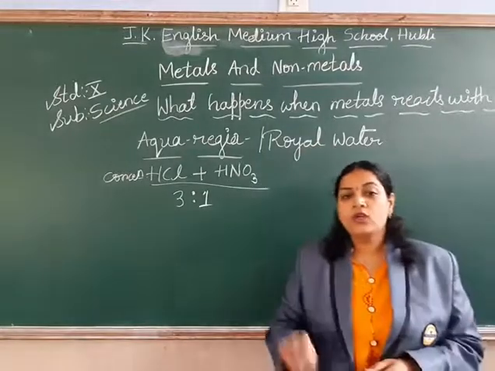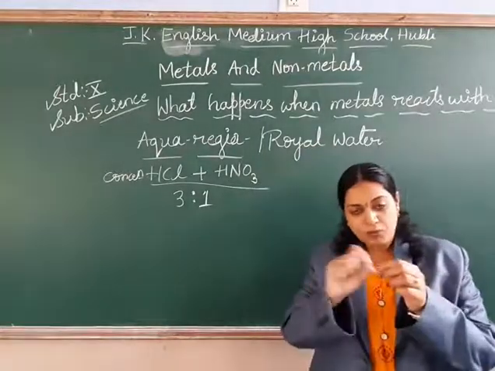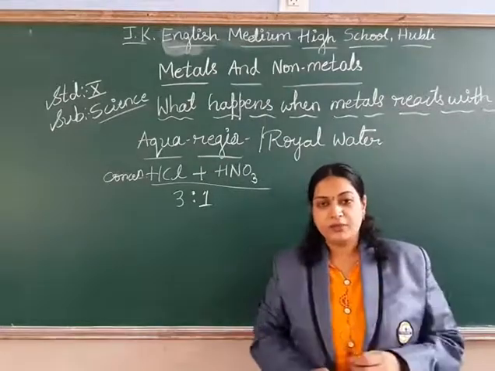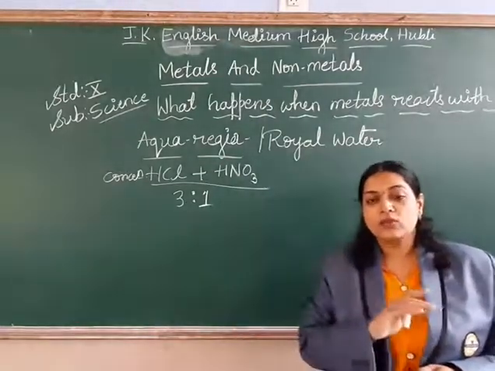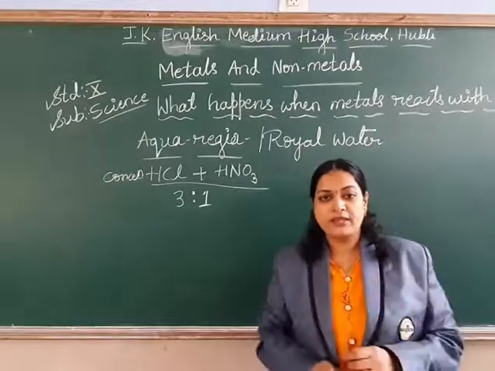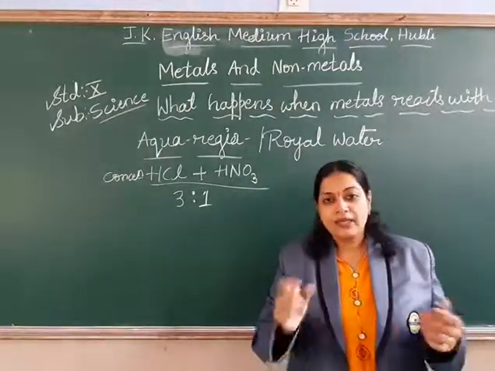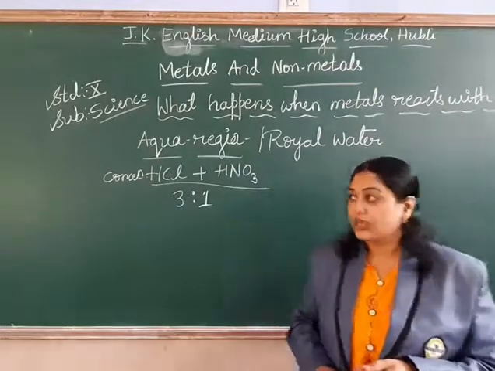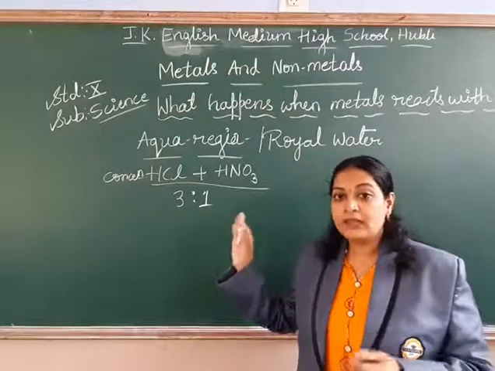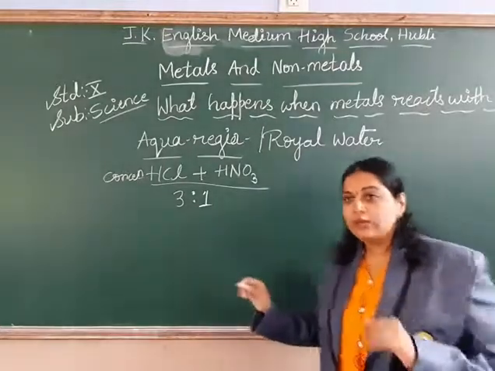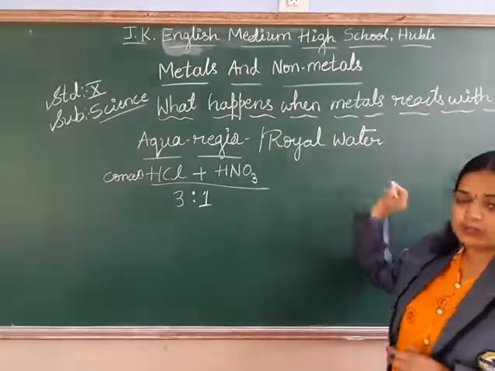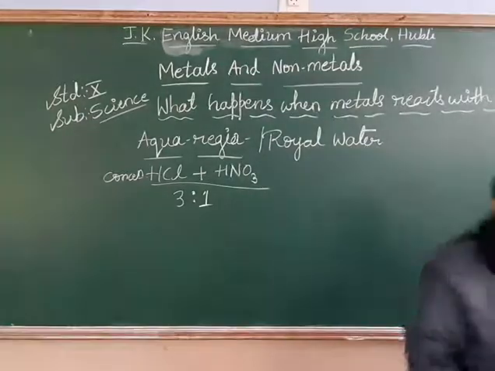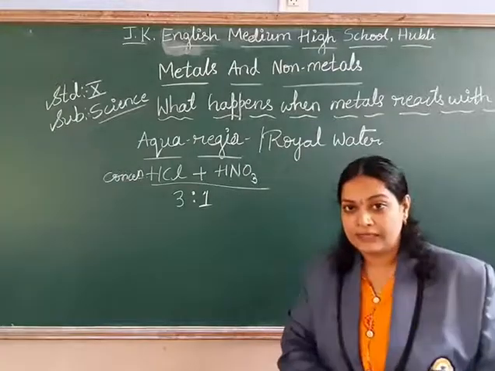So what will they do? They will take this solution and put it on your gold ornaments. They will rub it with a brush so that they can remove that pollution, whatever dust particles are there. Again the ornament will get a shining surface. Right? So that is what it is used for, to clean gold and platinum. They have kept this as the royal water. Right, students? This is just one extra piece of information for you about the metals.